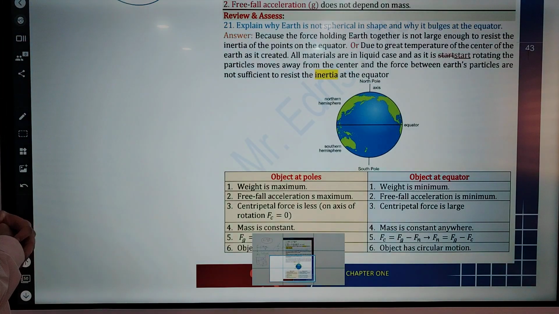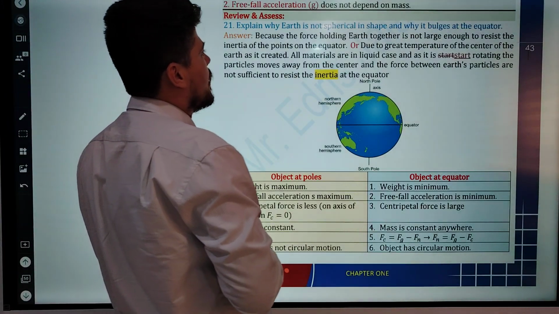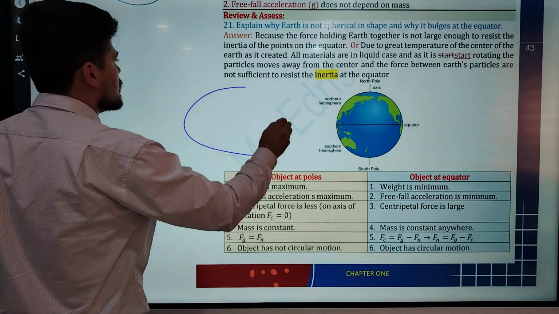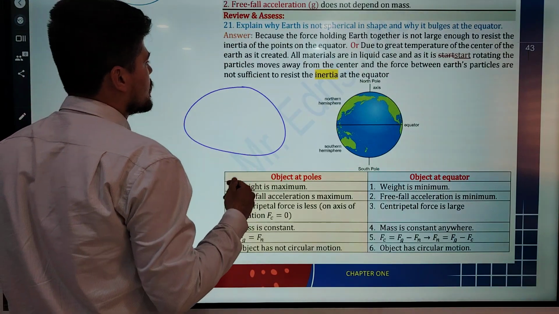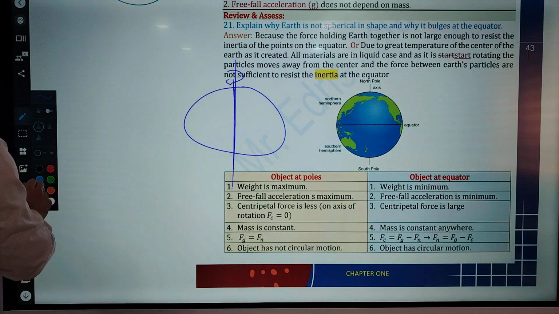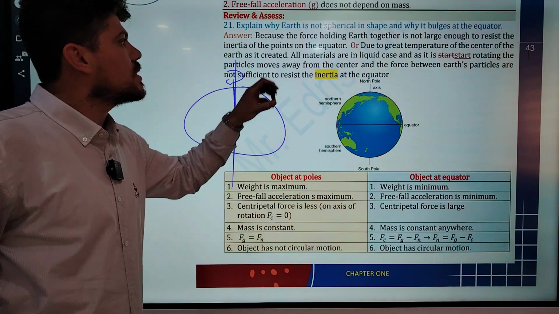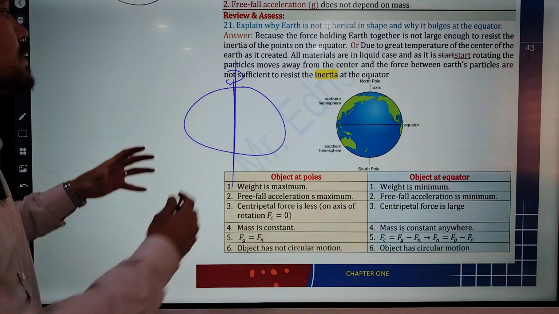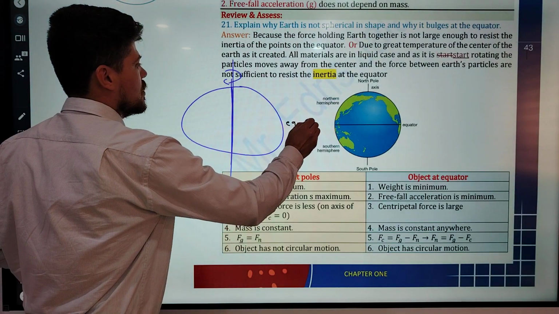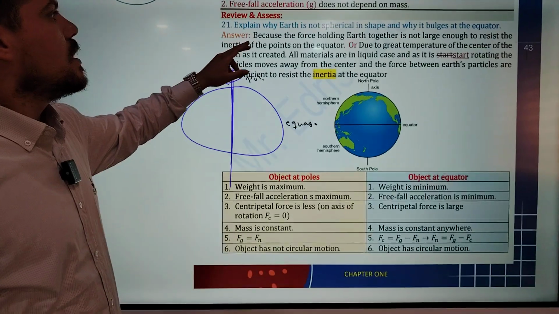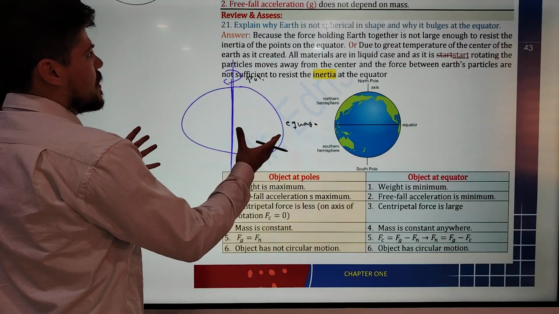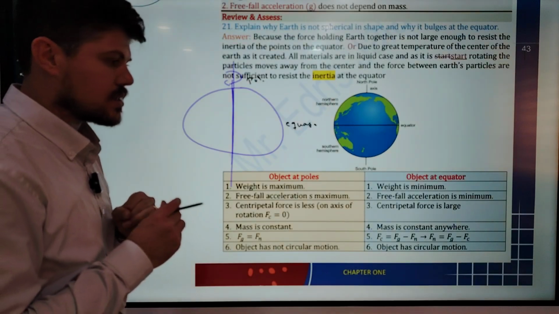Question 21. Explain why Earth is not spherical in shape and why it bulges at the equator. Actually, the shape of the Earth is like that. It is not a complete sphere. This is the axis of rotation of the Earth. The question is why Earth is not spherical and why it bulges at the equator. This is the equator, this is the pole. It is because the force holding Earth together is not large enough to resist the inertia of the points on the equator. So this is the first answer.